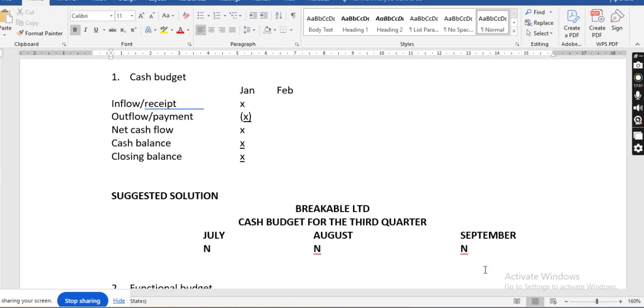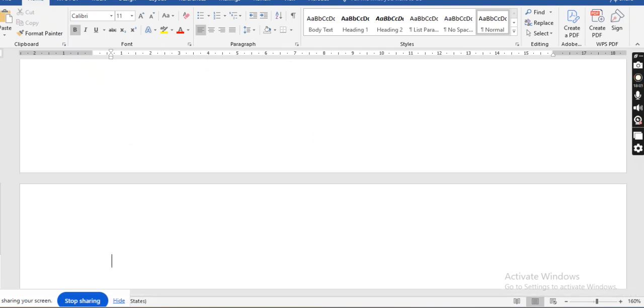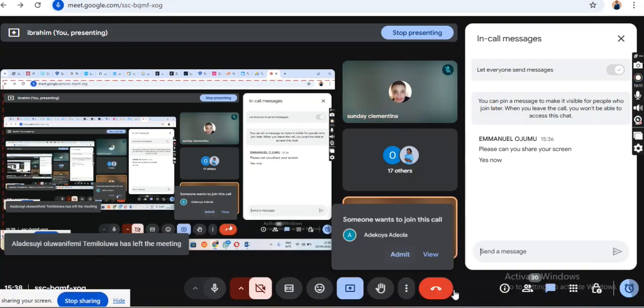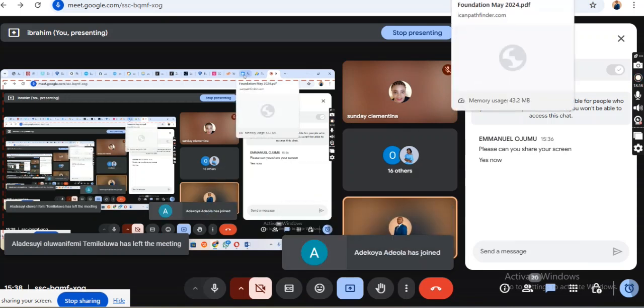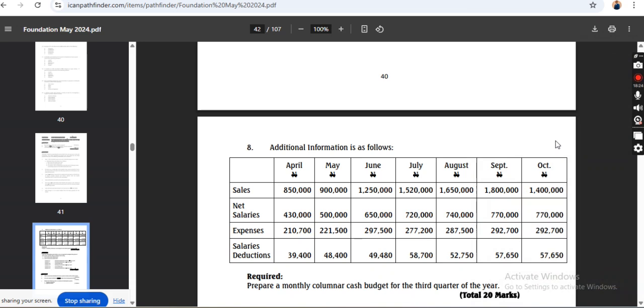Actually, this is one of the foundation questions. So we are starting with workings. Don't forget, when you want to do your workings, you bring in all the months. I've sent the question to the platform, so if you want to see the question, check the second question that I sent to the platform.